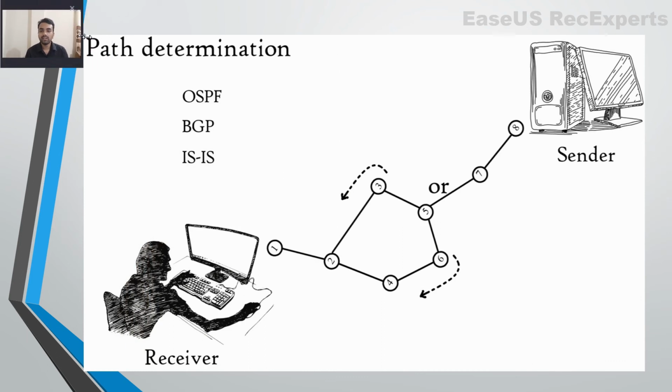Also the path determination. A receiver and sender can communicate through different paths. There are various types of paths that can occur. For finding the shortest path, algorithms like OSPF, Open Shortest Path First, BGP and IS-IS, etc. can be used.